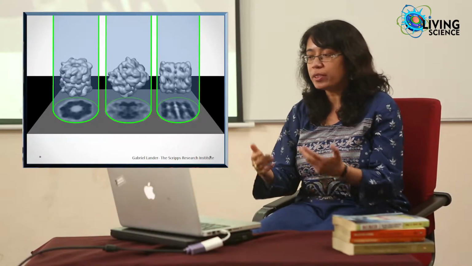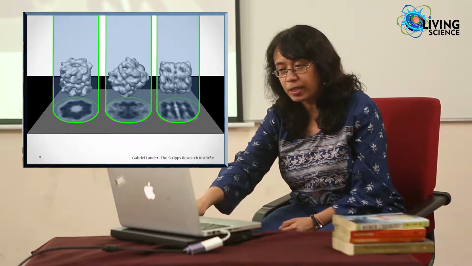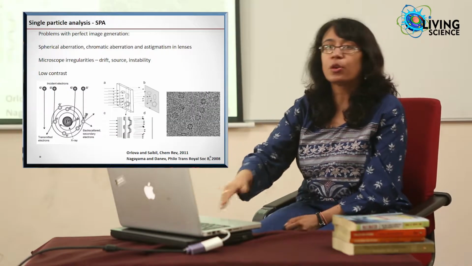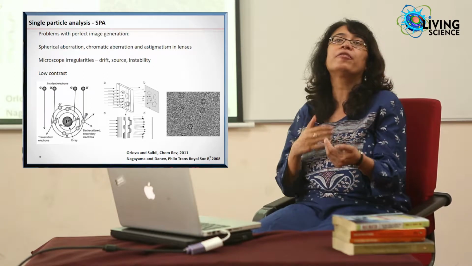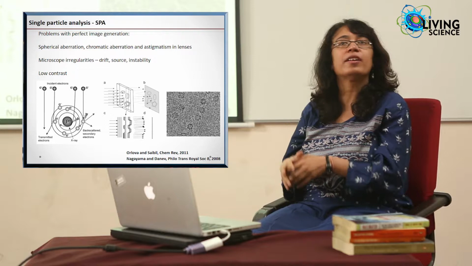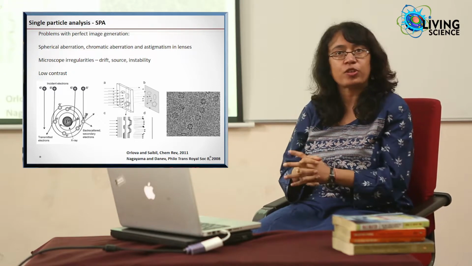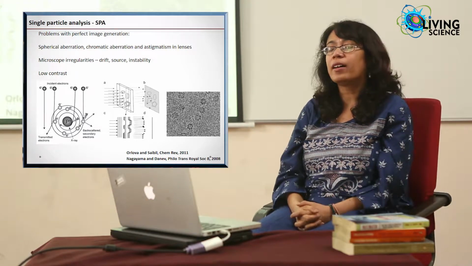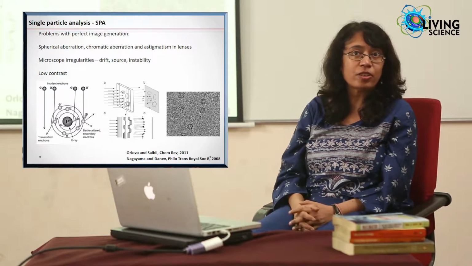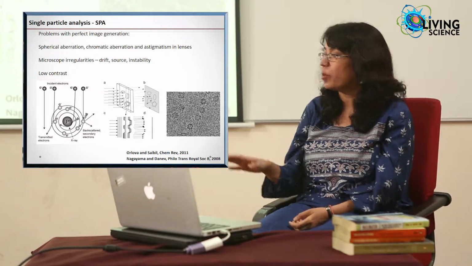Now, one issue that comes in microscopy always, and definitely in cryo-electron microscopy, because the contrast is very low, there are many other issues. You never get a perfect image. Your image is never a perfect representation of the object. This is because electron microscopes, like other microscopes, are prone to various types of aberrations, like spherical aberration, chromatic aberration, astigmatism. Also, there may be drift in the environment, in the instrument. There could be a problem with the source, there could be instability.